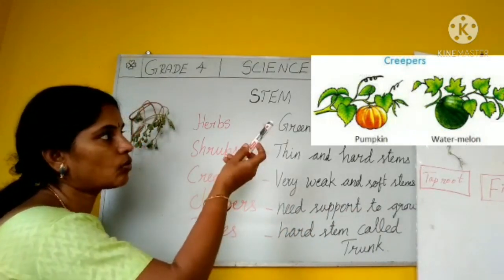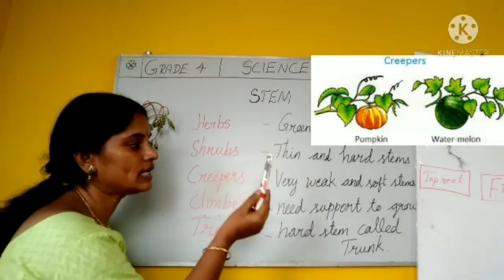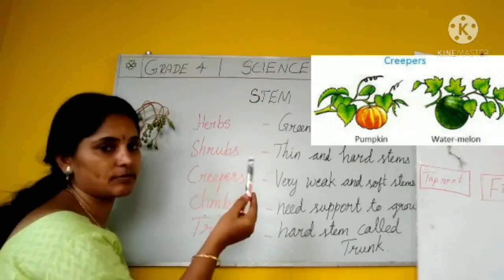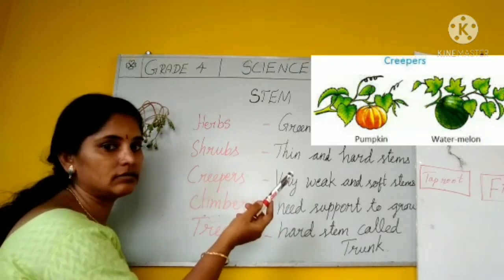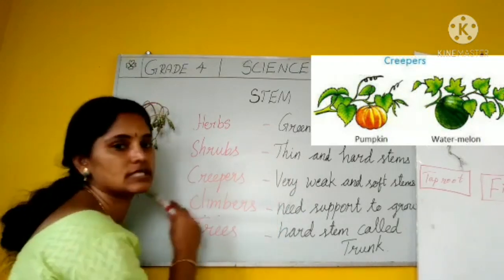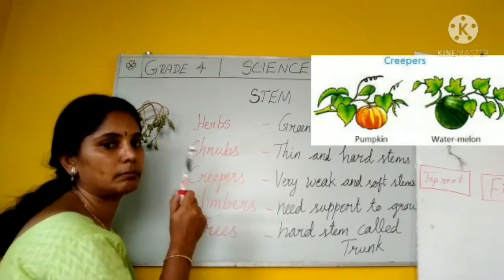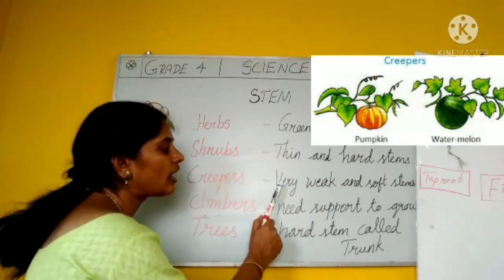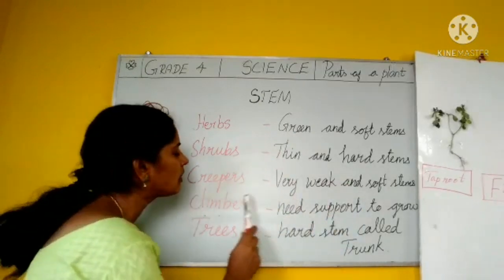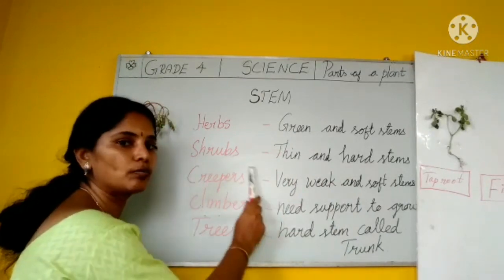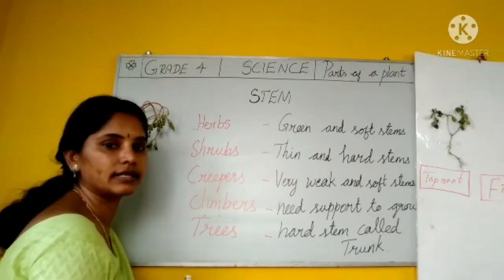See this watermelon. Look at the stem. It is a very weak stem, soft stem. Muskmelon, watermelon, pumpkin. These are all creepers, very weak and soft stem. So they come under the plant group called creepers. Clear, children?